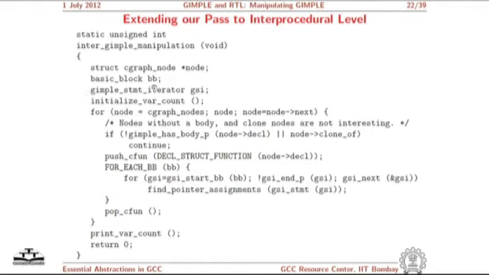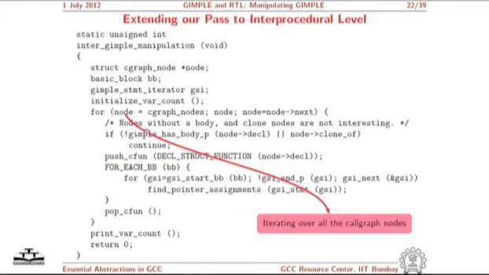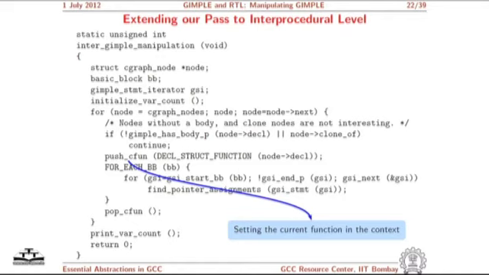I will have basic block, I will have GSI, I will initialize var count, and now I say for node equal to C graph nodes. Okay. So now I am iterating over the call graph, picking up a particular function in the call graph. So I take a node and what do I do? C graph nodes is essentially the variable that stores the call graph. Okay. And then I say push cfun.